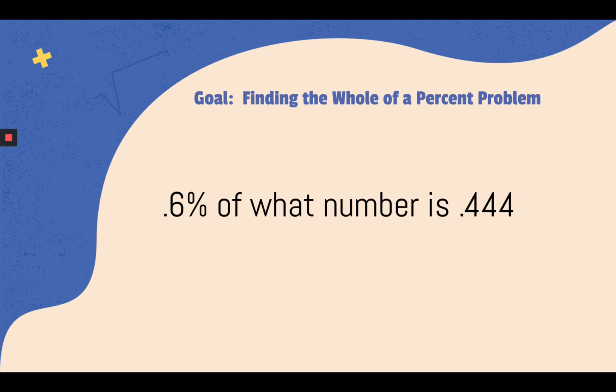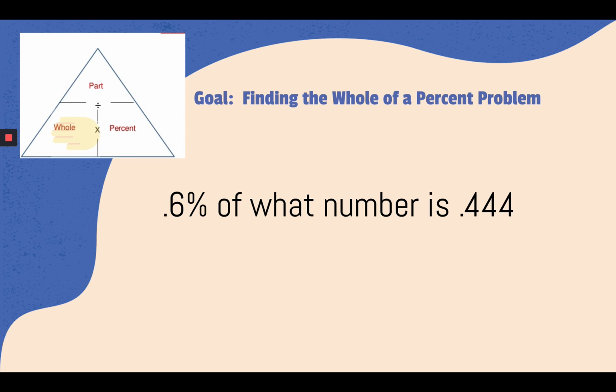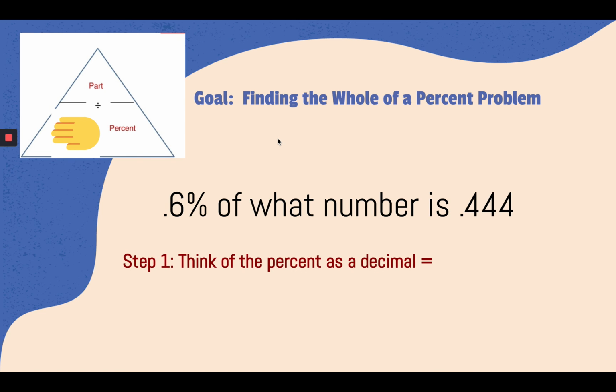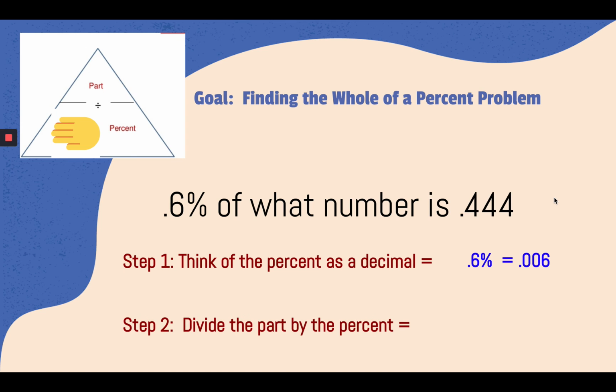Two more. 0.6 is what percent of 0.444? Well, we know we've got the percent and we've got the "is," so we know we have the part, so we know it's part divided by percent. I've got to think of 0.6% as a decimal, and even though it's 0.6, you still move the decimal 2 to the left, and 0.6% is equal to 0.006. It's less than 1%. So I'm still dividing part by percent. So 0.444 divided by 0.006 gives you your answer of 74.